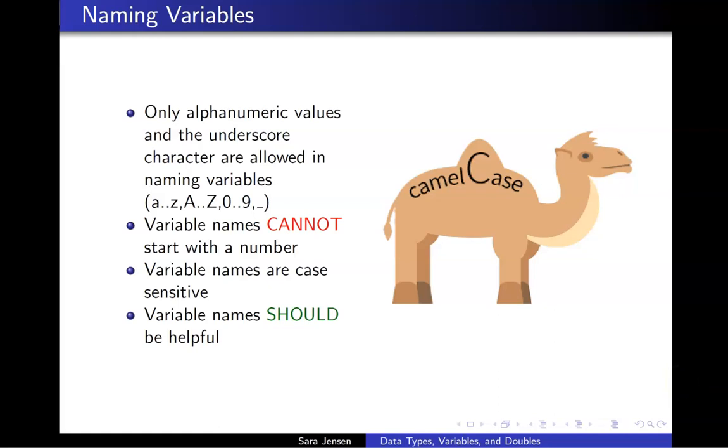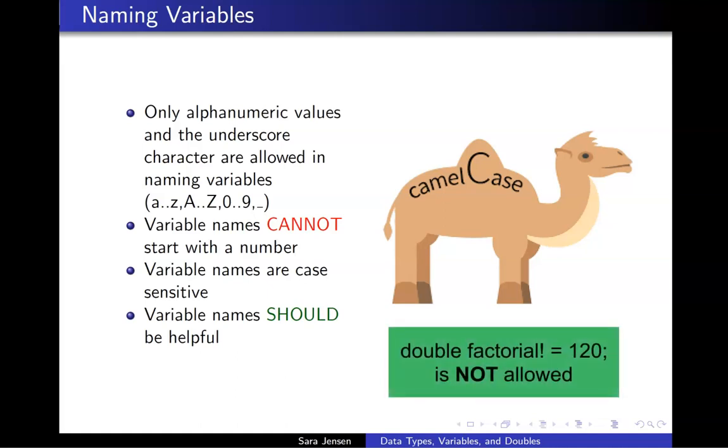In our previous video, we discussed the syntax that was required to declare and assign values to a variable. However, there are some additional rules when it comes to the actual naming conventions of our variables that we need to follow. The first rule is that when we're creating a variable name, we can only use alphanumeric values along with the underscore character. So for example, we cannot name a variable something like factorial with an exclamation point at the end. That exclamation point is not considered acceptable.